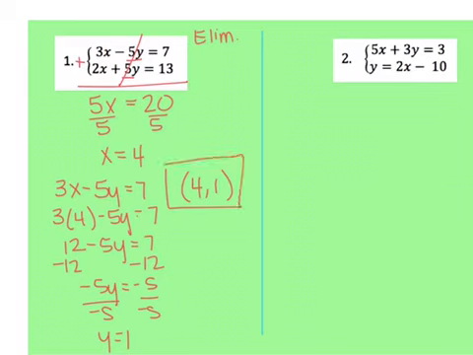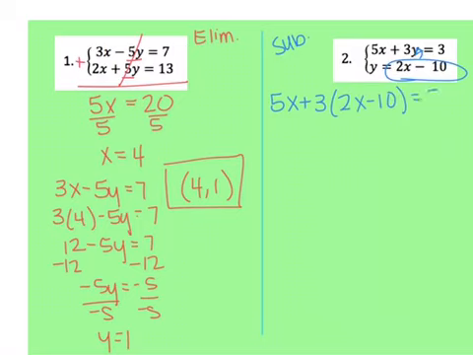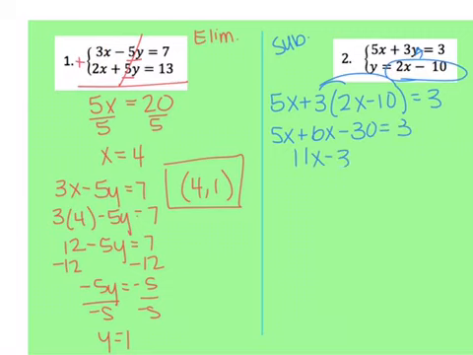Number 2 we're looking at here. And I have one of my equations already in slope-intercept form, or it's solved for a variable. So that to me screams substitution. So I'm going to use substitution on this. I know that y equals 2x minus 10. So that's going to go in for that y on that first equation. So I'm going to have 5x plus 3 times 2x minus 10 equals 3. And I'm just going to solve for x. So 5x plus 6x minus 30 equals 3. I get 11x minus 30 equals 3.